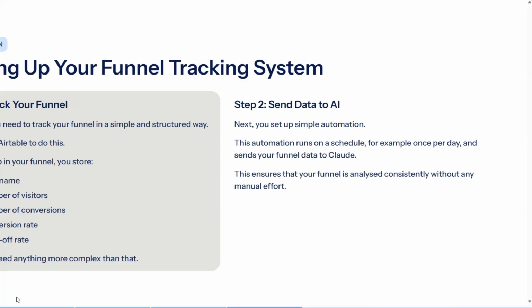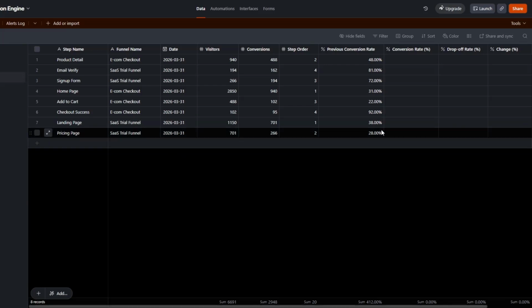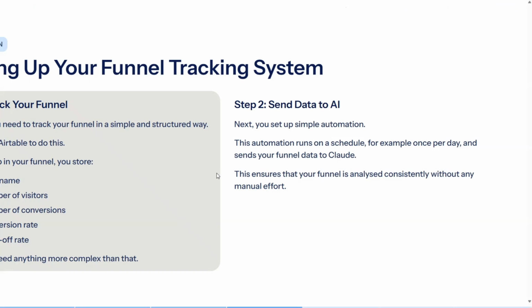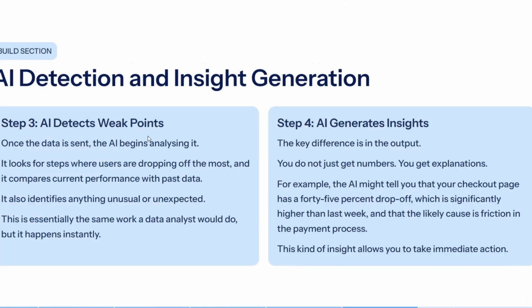So after we've collected this data, so now we have our data right here, assuming that we've collected it from an actual sales funnel, step two will be to send the data to an AI agent. And after sending the data to the AI agent, the agent will begin analyzing the data. It looks for steps where users are dropping off the most, and it compares current performance with past data. It also identifies anything unusual or unexpected. This is essentially the same work a data analyst would do, but it happens instantly.